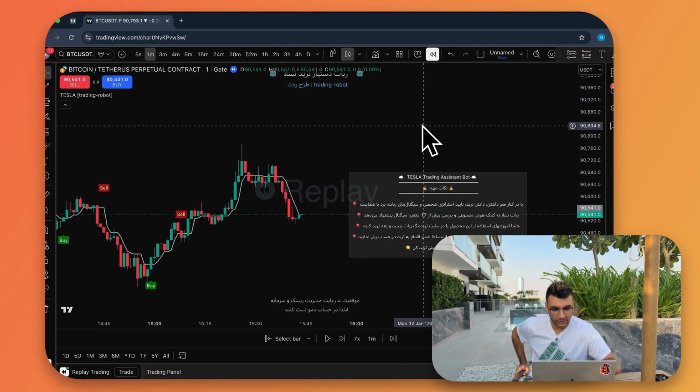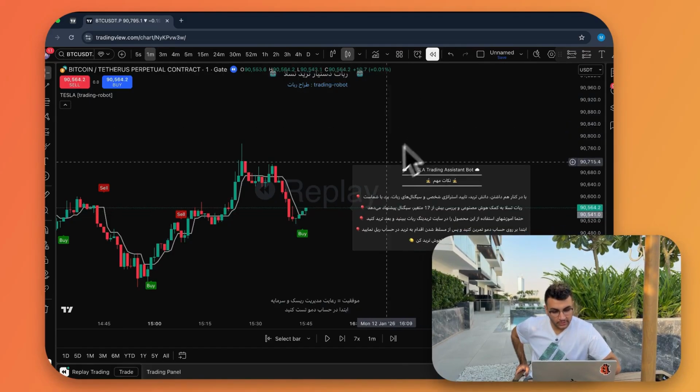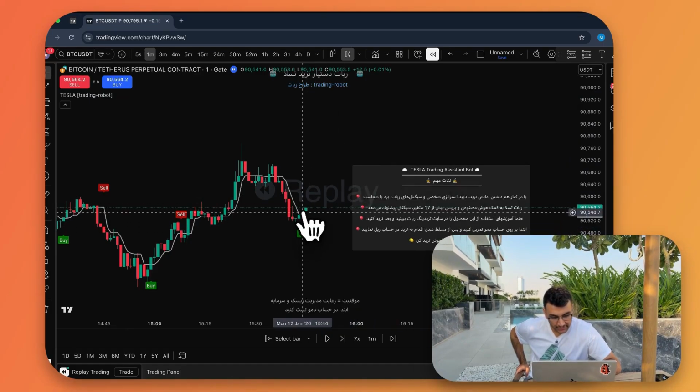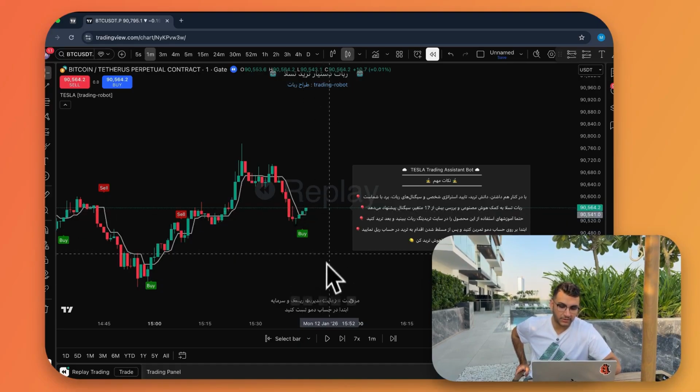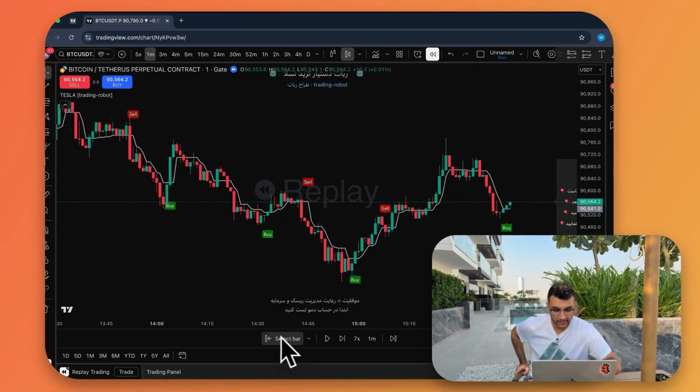One candle goes forward. Here, it gave it to us on the close of this candle. When the candle closed, before the next candle starts, it gave it to us on its close. Want to check another one?